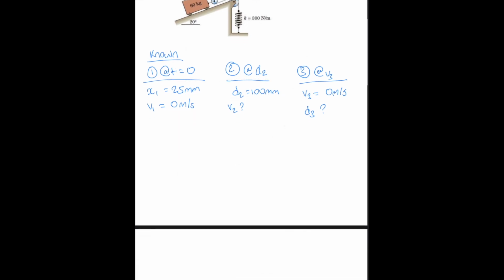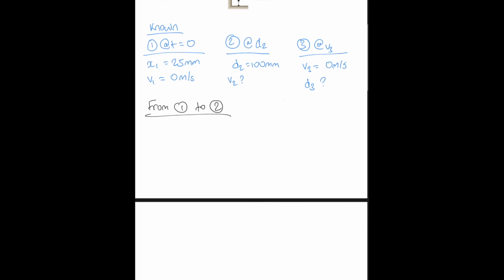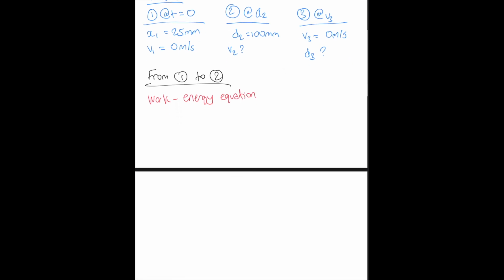Okay, now we can start. So we know that from 1 to 2, that's where we're going to start our analysis. We're going to write down our work energy equation, which is U is equal to delta T plus delta V. This is going to be equal to 0 because there is no external force.